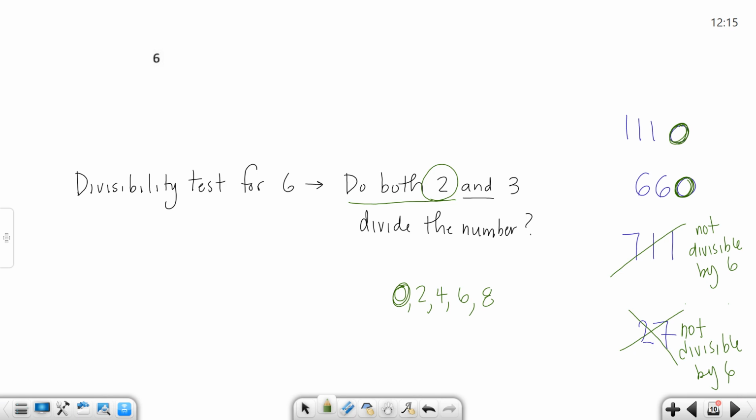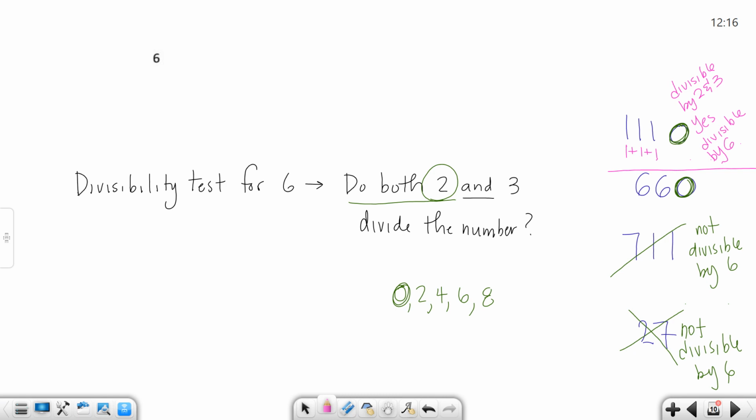Now then, let's look at the 3 argument. In order to be divisible by 3, the sum of the digits has to add to a multiple of 3. So 1 plus 1 plus 1 is 3. So this one would be divisible by 2 since it ends in 0, and it's divisible by 3 because its sum of the digits is a multiple of 3. So that means, yes, it is divisible by 6.